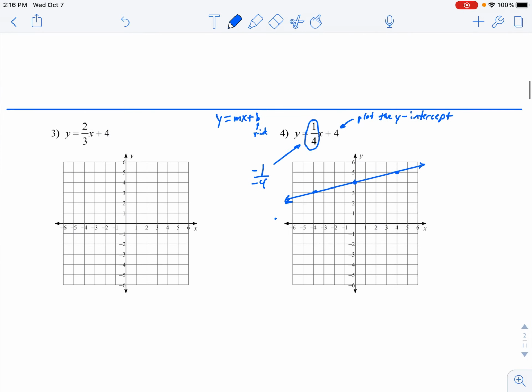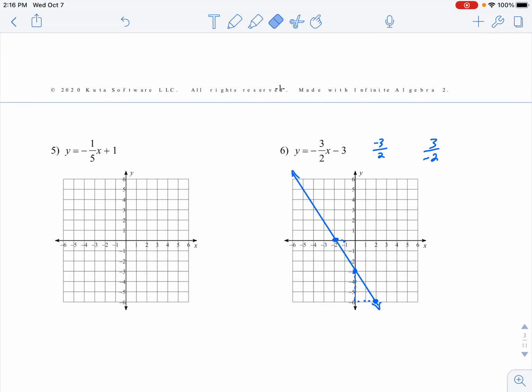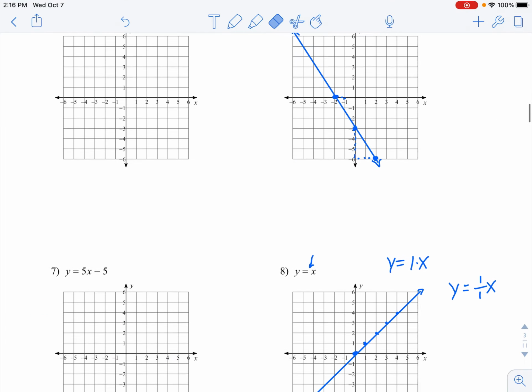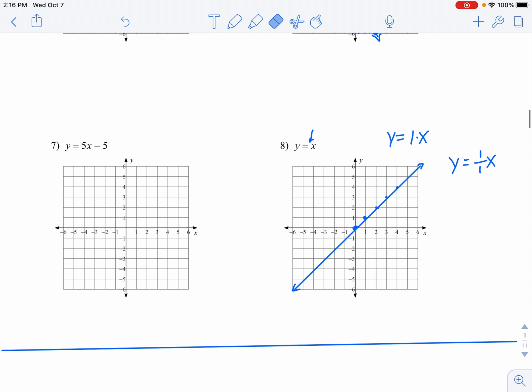So hopefully that's good. You follow that. I've done one example with a positive slope, I've done one example with a negative slope, and another example with a positive slope, and that's kind of how your problems are right here. Don't forget, if your slope is a whole number, that you would put that over 1 in order to work out the problem.